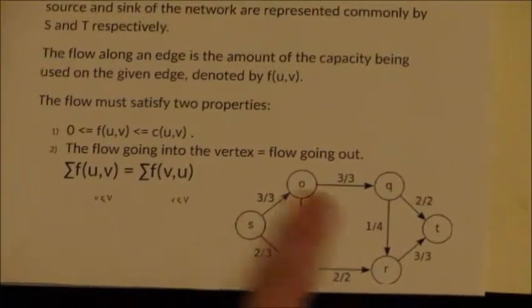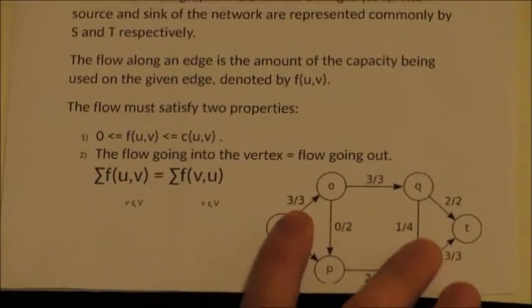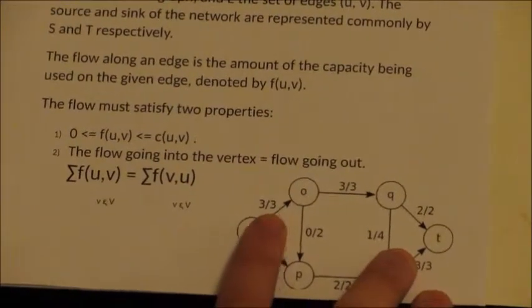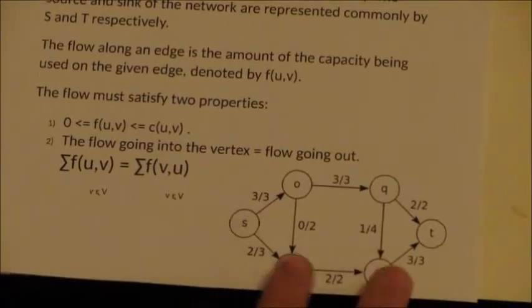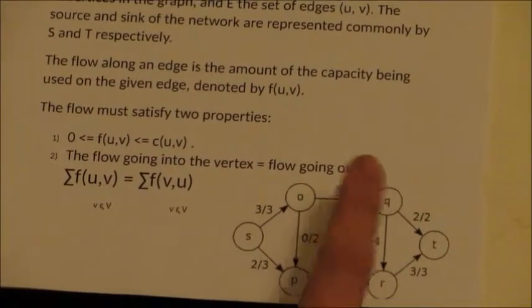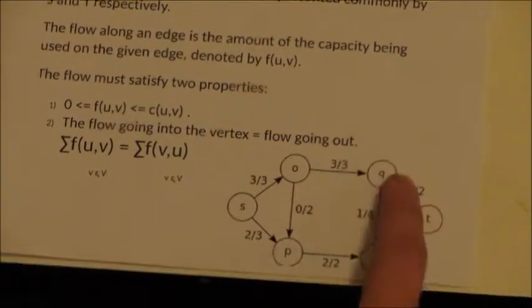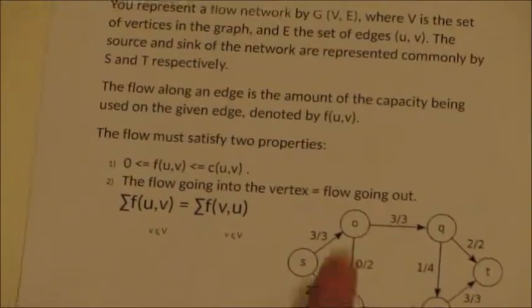So as you can see, we have a sort of mini example here, and we can see that the flow is on the left and then the capacity is on the right, and we see that the left value never exceeds the right value in any of these edges. And we can also see, for example, if we take O, you have 3 flow going in and then 3 flow coming out, or 3 plus 0 flow, which is 3.